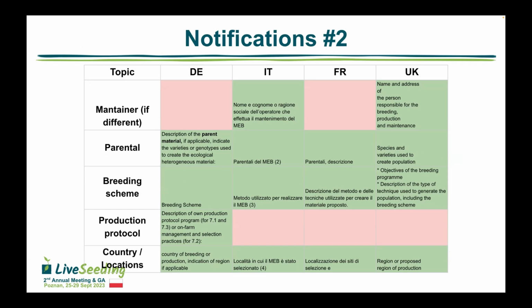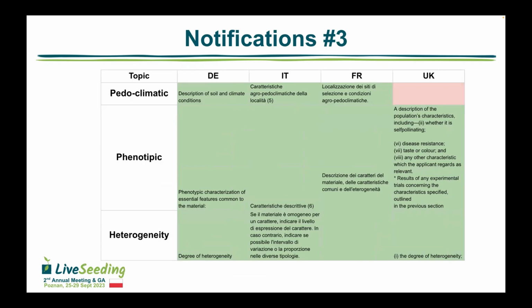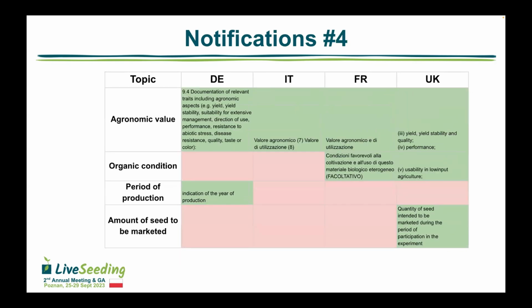Then they request information about production tools, location, pedoclimatic condition, phenotypic condition, heterogeneity. So this will be a set of phenotypic descriptions of the OHM, agronomic value, organic condition, per period of production, and the amount of seed to be marketed.